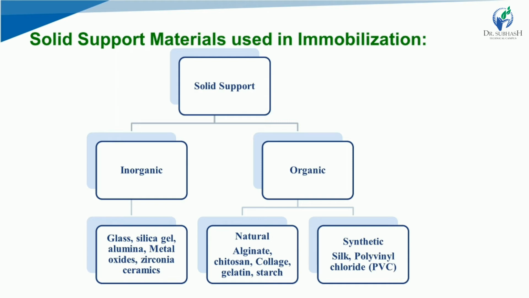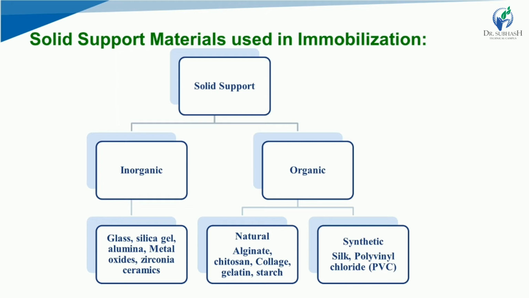If we go through organic, in organic there are two classifications again. First is natural organic and second is synthetic. Synthetic is something that you prepare in the lab and natural is available naturally. So organic natural examples are alginate, chitosan, collagen, then gelatin, then starch. You must have heard these names. These all come from natural sources.